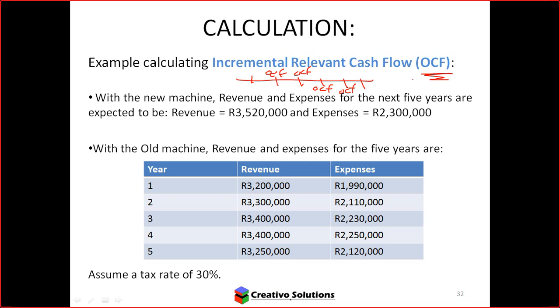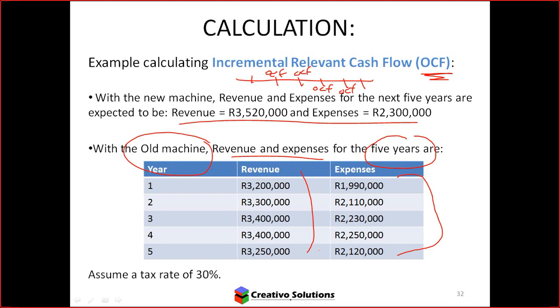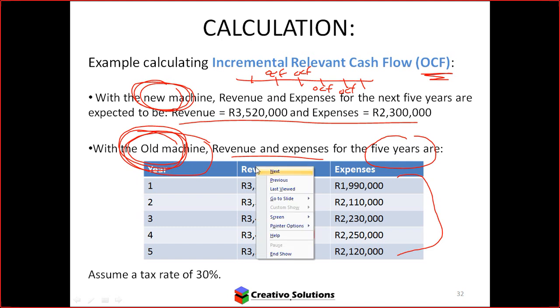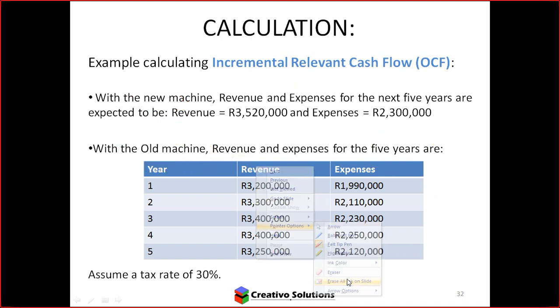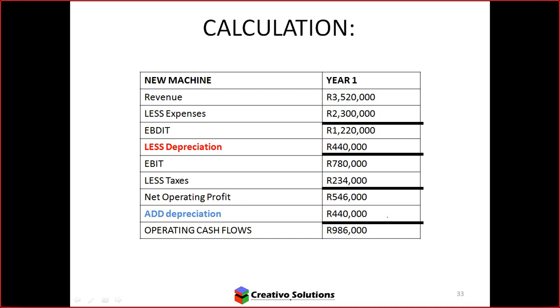Okay. So we've got two scenarios here. With the new machine, revenue and expenses for the next 5 years are expected to be that. And with the old machine, revenue and expenses for the next 5 years are expected to be this. Okay, so you've got old and you've got new. Is old and new important? Yes. Why? Because we're doing replacement. Correct. Okay, this is replacement. Nice. Alright, so let's have a look at the new machine.